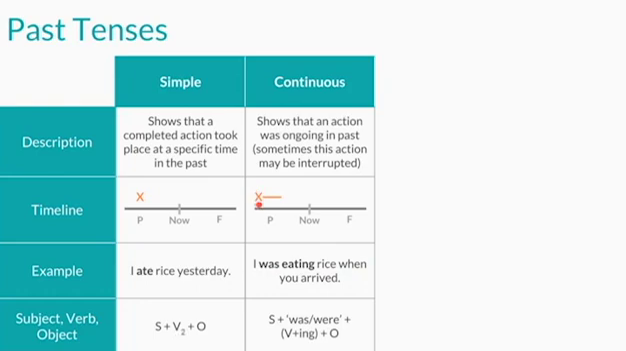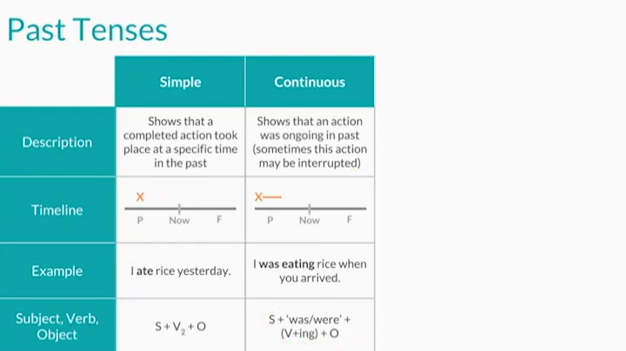So here's the first action, I was eating rice. And I was eating rice for some time until another action happened. In this case, the other action is that you arrived. So just keep in mind that in some past continuous tenses, we may have a second action, whereas in other past tenses, we may not. So depending on your sentence, the first action in a past continuous tense may or may not be interrupted. Okay, so here's the structure to this tense.